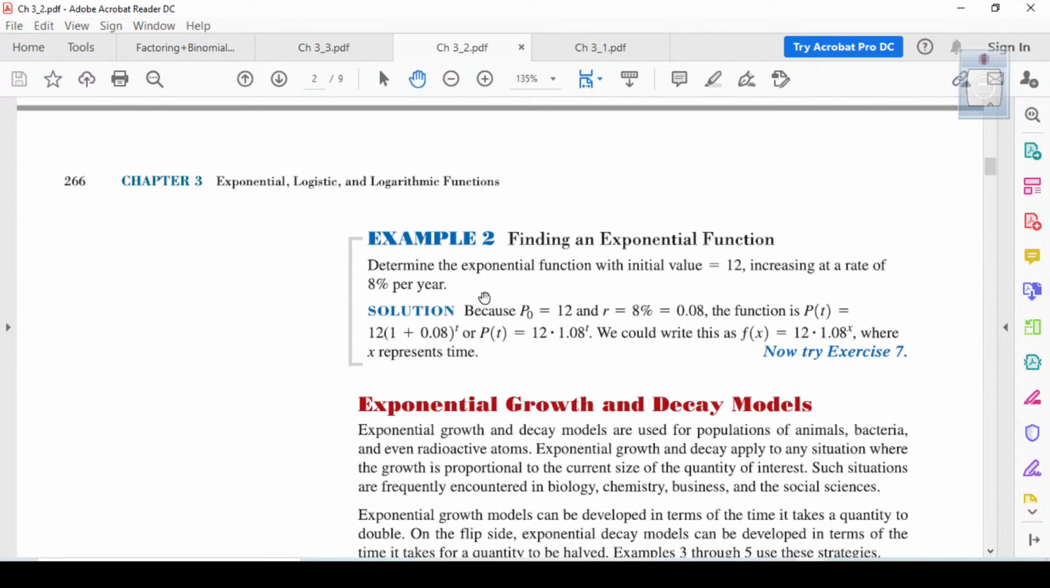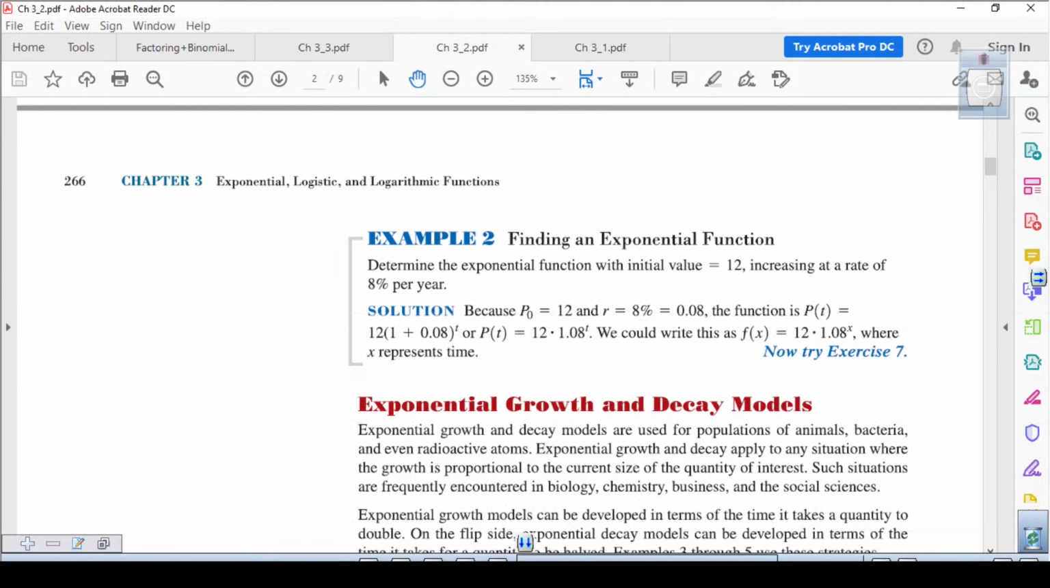For example, determine the exponential function with an initial value of 12 and increasing at a rate of change of 8%. Again, I'm going to put this in my function, P of t. I'm also going to indicate a couple of things as we talk about this. Time is always in years. If you want to use months, then you just adjust that. I'll show you what to do in a moment. So the initial value is 12, and then this is 1 plus the rate of change, which is 8%.